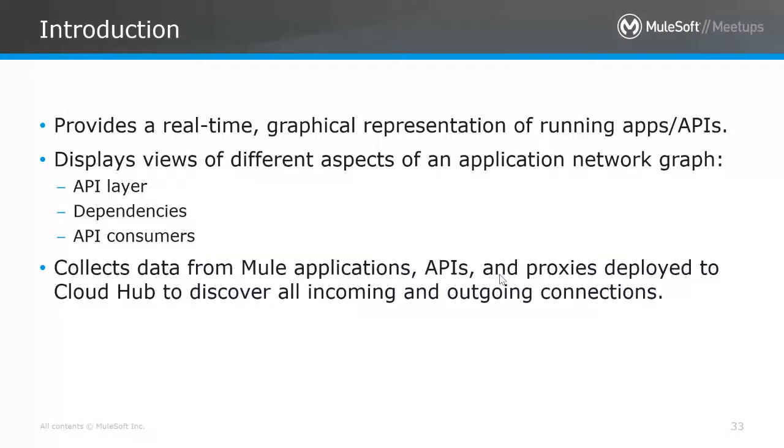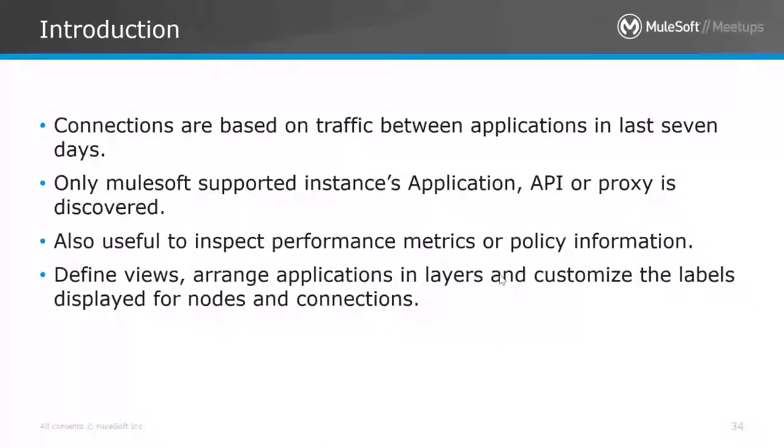So the condition to get your applications on the graph is that it must be up and running, and it must receive data in the past 7 days at least. This is a configuration given by MuleSoft, so you cannot customize it based on your requirement. It's predefined. Only MuleSoft-supported instance applications, APIs, or proxies are discovered, meaning the versions currently supported by MuleSoft are the only ones visible on the Visualizer.